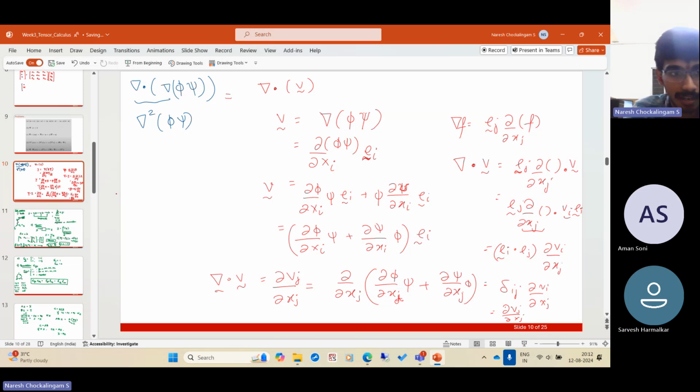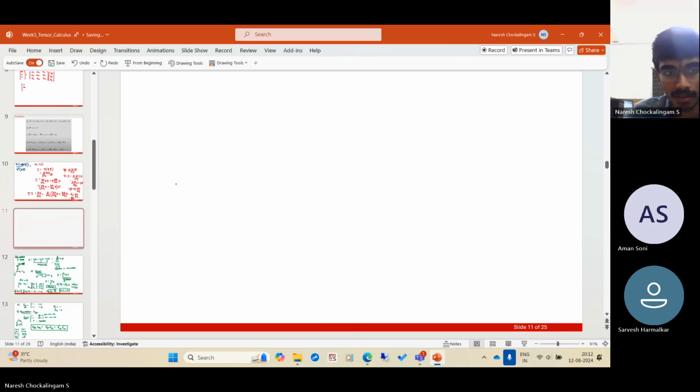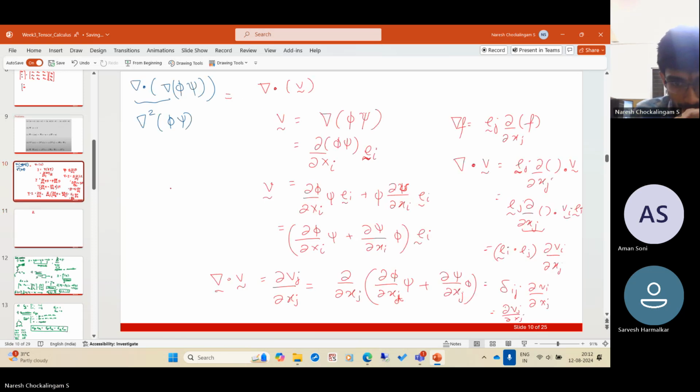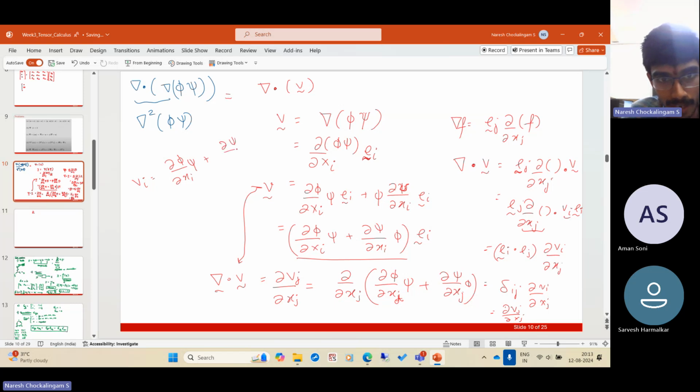Now use the chain rule and continue further. So the first term becomes dou square. In the last line, you have taken the value of v from above. This v has some components vi and ei, and I want the jth component. So vi is partial phi with respect to xi psi plus partial psi with respect to xi phi.